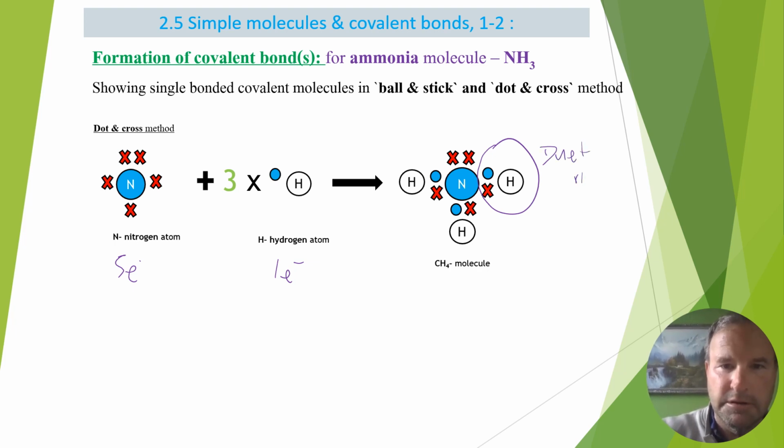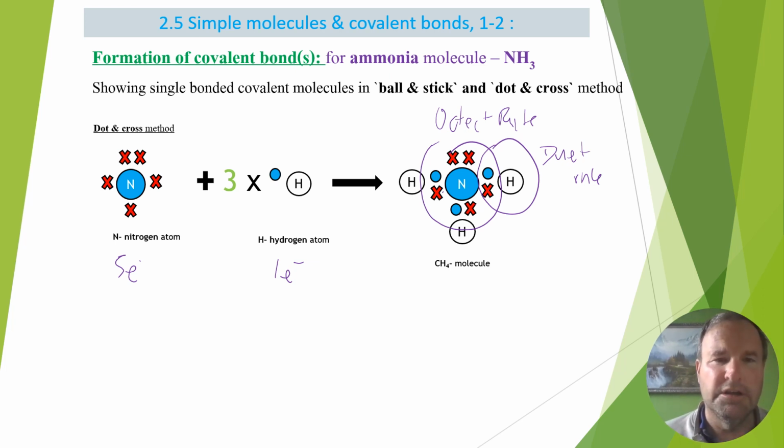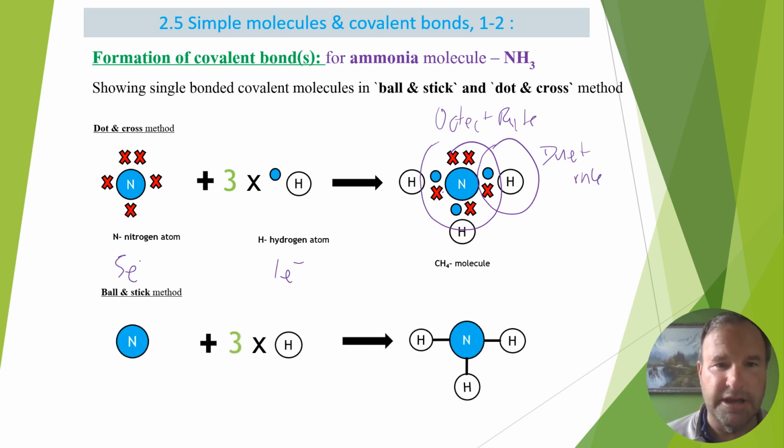electrons, and then you've got nitrogen obeying the octet rule for its shell. So it's got 8 electrons. So you can see 1, 2, 3, 4, 5, and we had to have 3 hydrogens to bond to supply those 3 extra electrons, 5 plus 3, giving us 8, which makes a stable noble gas configuration. Here's the ball and stick method, what it looks like.